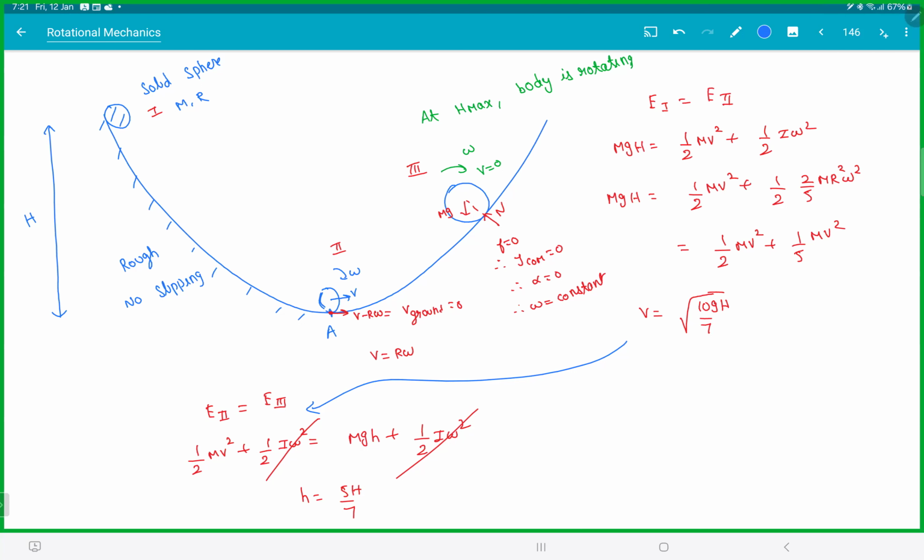Now listen. After coming here, now it will come back, right? Now what height will it go here? Will it go back to the same height? Why? Why not? Got my question? Now it's going to come back. After reaching here, V is 0, right? But mg is still there, so it is going to come back. Will it go to the same height? Yes or no?